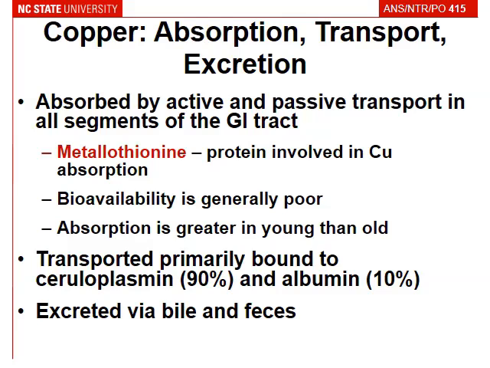However, young individuals are much more efficient at absorbing copper than older individuals. And once we absorb our copper, we transport it primarily bound to ceruloplasmin. So 90% is bound to ceruloplasmin. Another 10% will bind albumin. And then when we have adequate levels of copper, we're going to excrete it via bile in the feces.